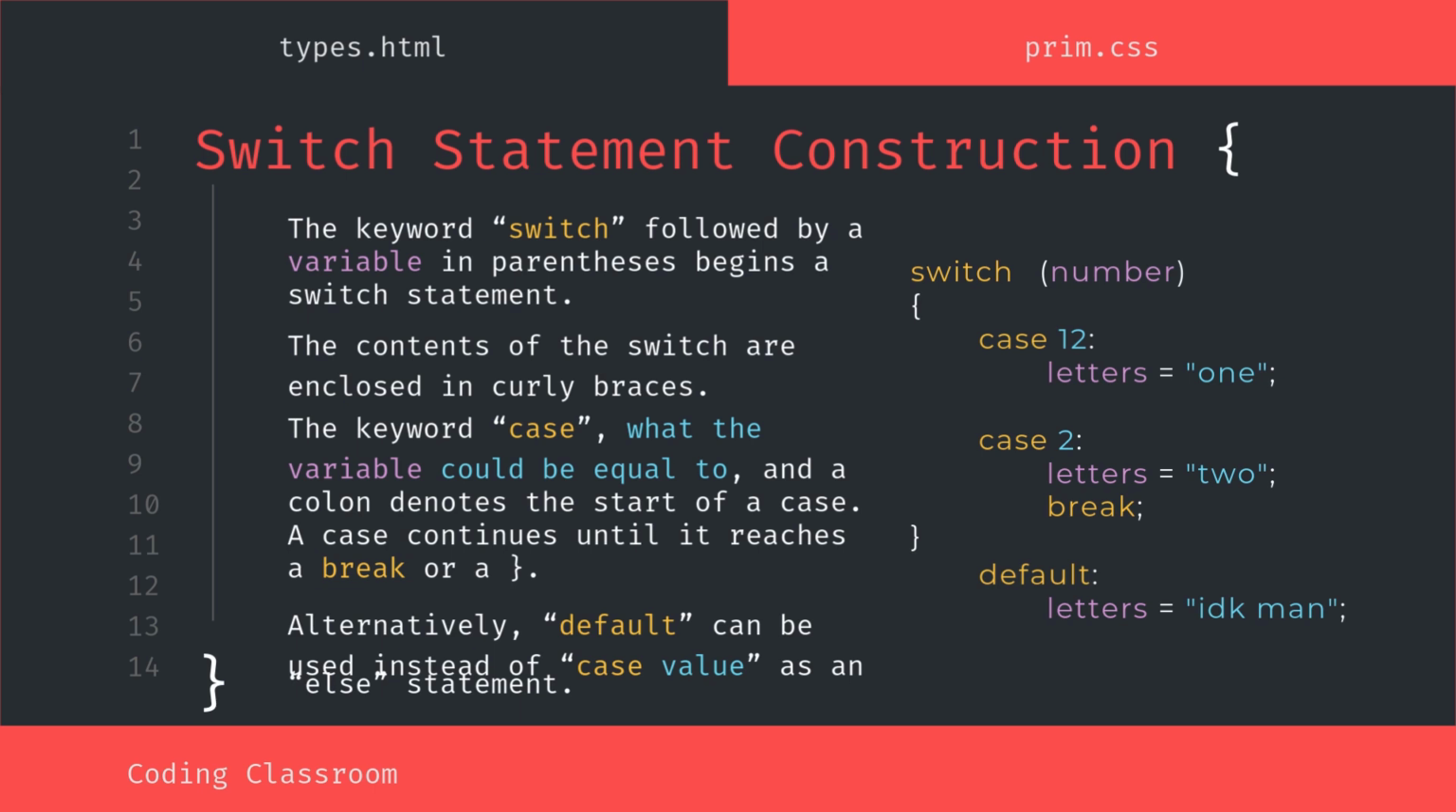In this example, the switch evaluates the variable number. If number is 1, the program assigns 1 to letters. If number is 2, it assigns 2 and exits the switch due to the break keyword. If neither case matches, the default assigns idkman to letters as the fallback. By understanding and using these keywords, switch, case, break, and default, you can create clear and efficient switch statements. They're a great tool for handling multiple possible outcomes in your code.